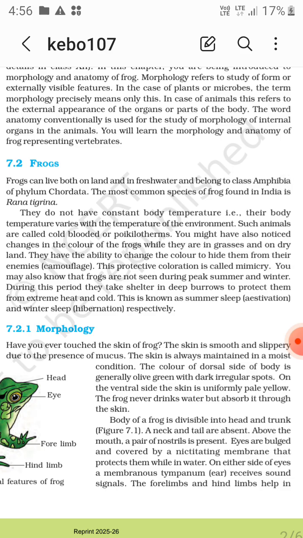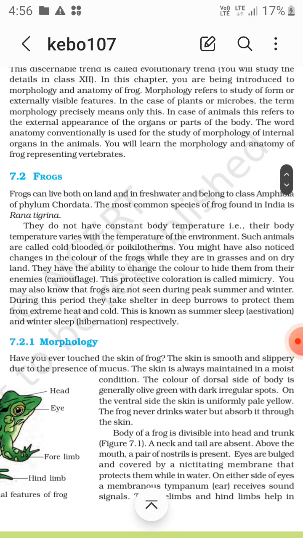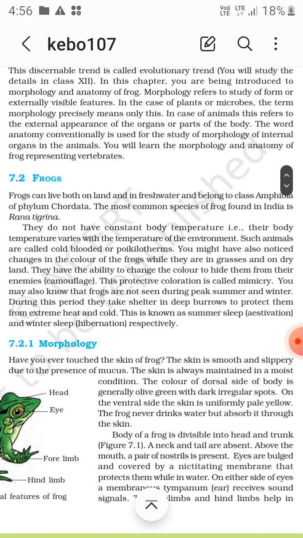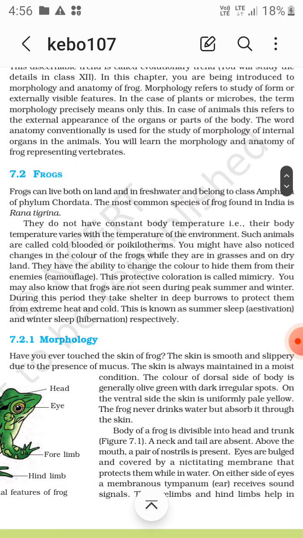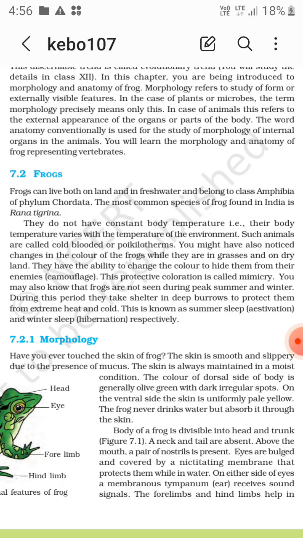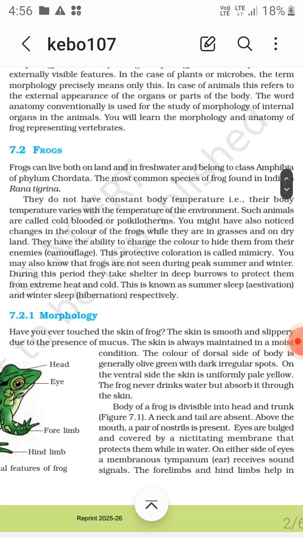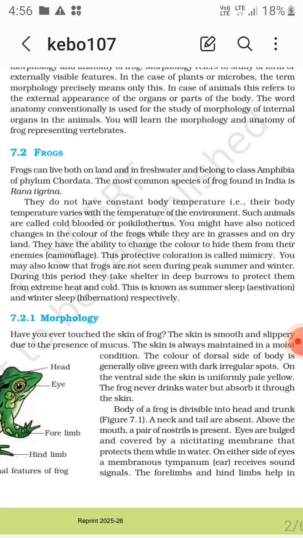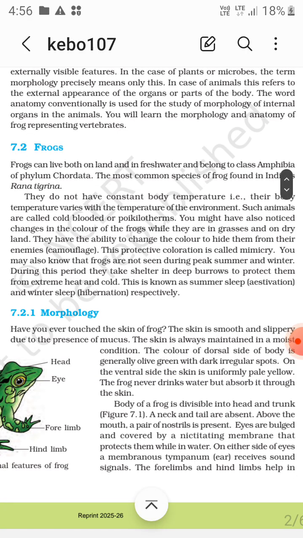Now, frog can live both on land and in freshwater and belong to class Amphibia of phylum Chordata. The most common species of frog found in India is Rana tigrina, which is the Indian bullfrog. They do not have constant body temperature, that is, their body temperature varies with the temperature of the environment. Such animals are called cold-blooded or poikilotherms.